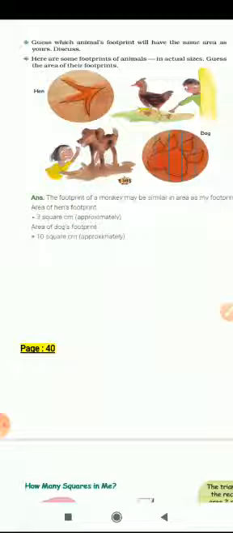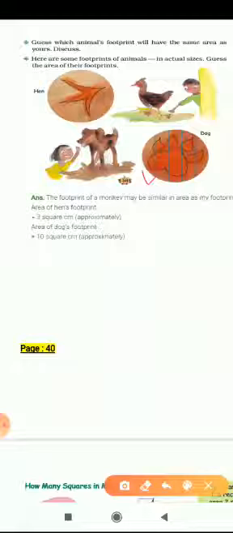Okay, your answers will be different. Now the area of the dog's footprint is 10 square centimeter, that is also approximate. Okay, you can write your own answer over here.